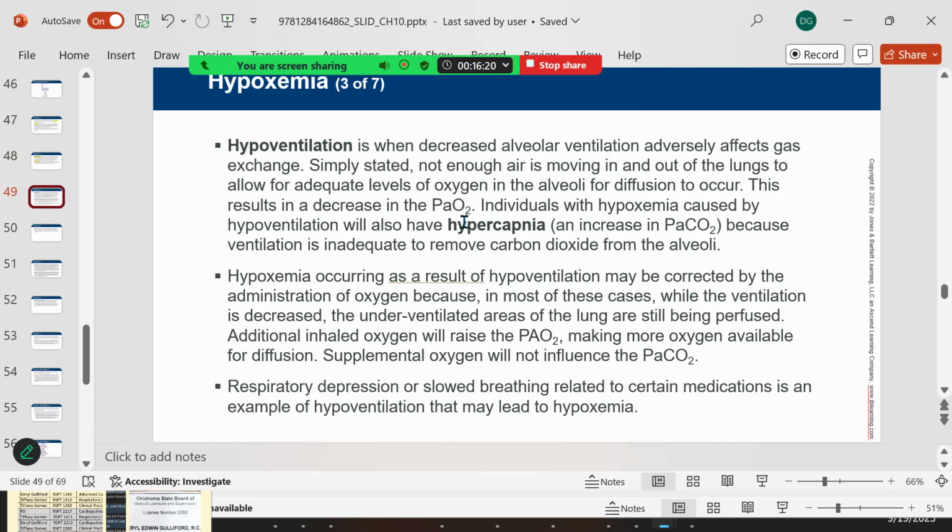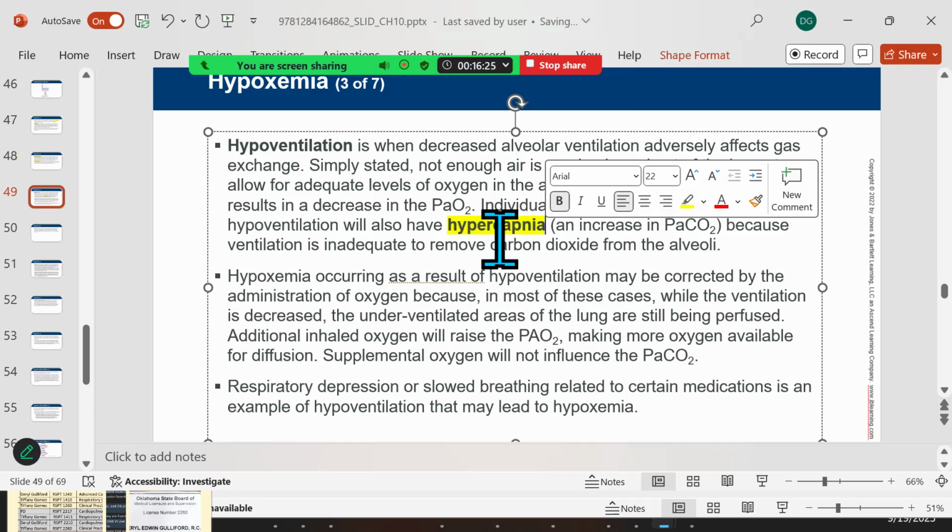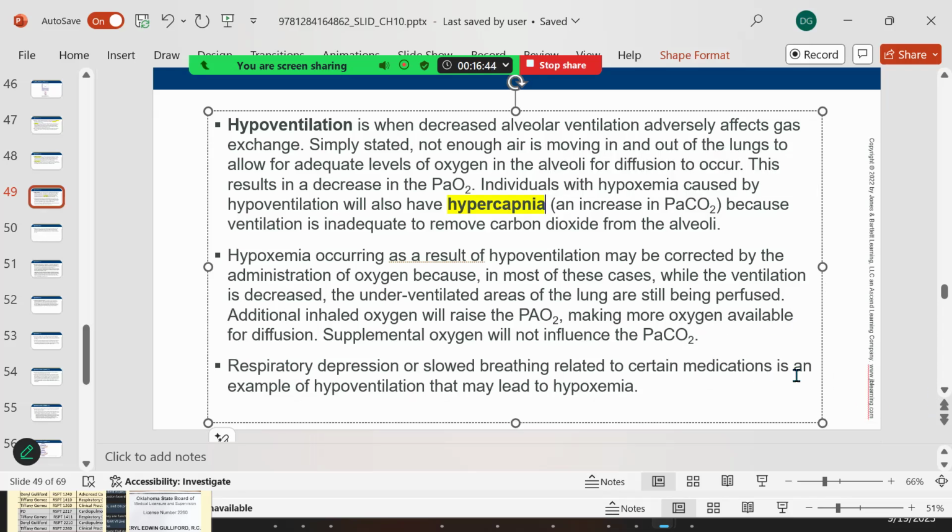That is an increase in CO2. That word you need to definitely know. Hyper, excessive. Capn, C-A-P-N, is CO2, carbon dioxide. Hypercapnia, an increase in carbon dioxide. With hypoxemia, additional oxygen inhaled will raise the PaO2. Supplemental oxygen does not influence the CO2.